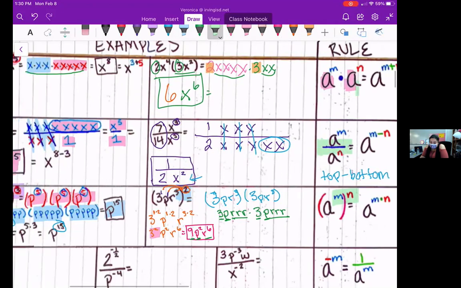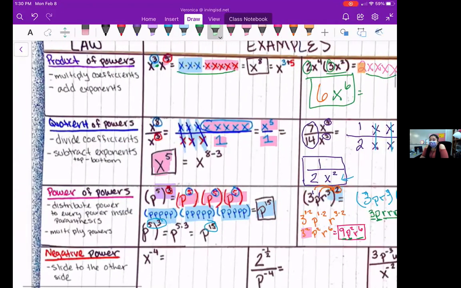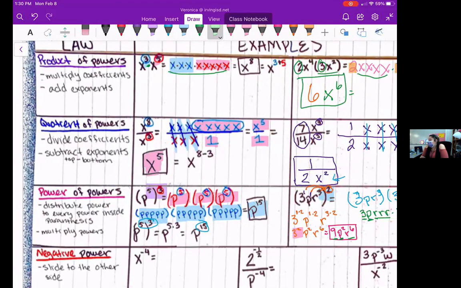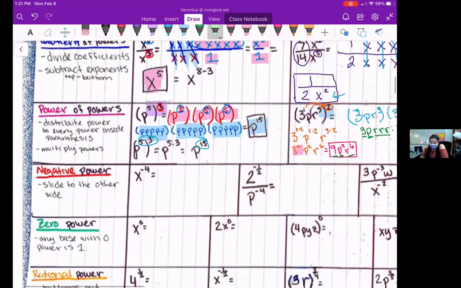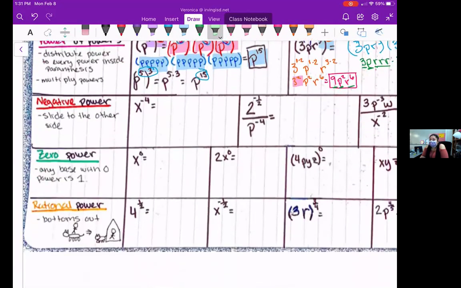Okay. Now, these three rules we've already been using in the classroom, whether you knew it or not. When we multiply polynomials, when we divide polynomials, we've been using these laws already. So our next three laws don't really have an expansion. They're really just something you have to memorize.